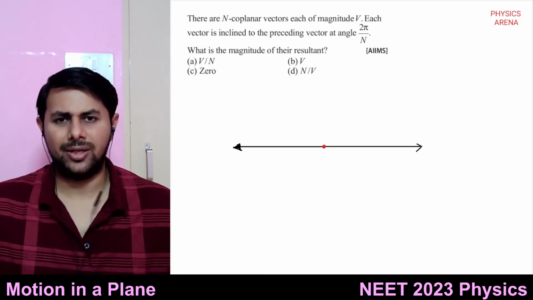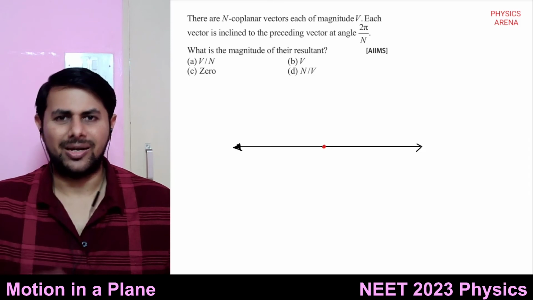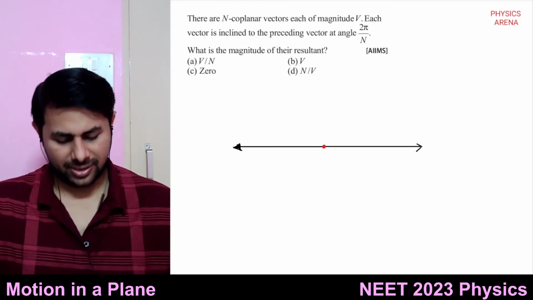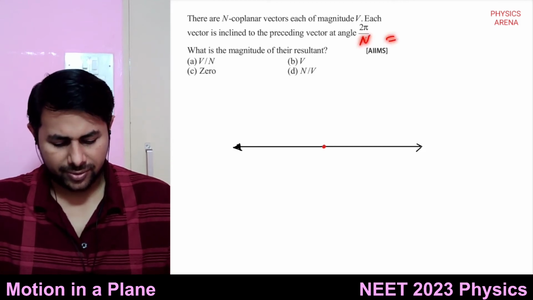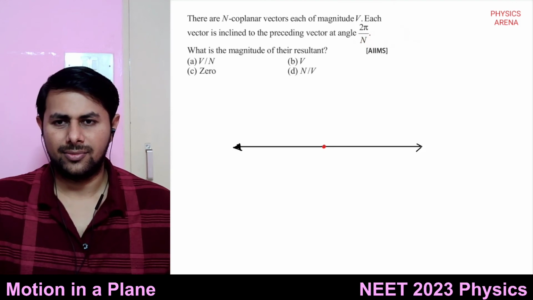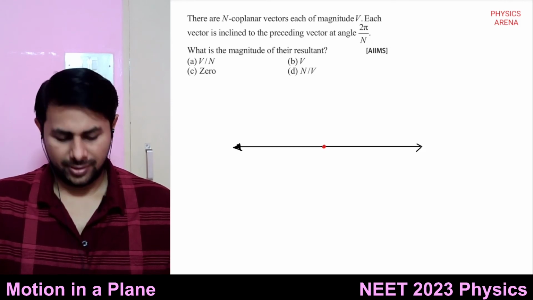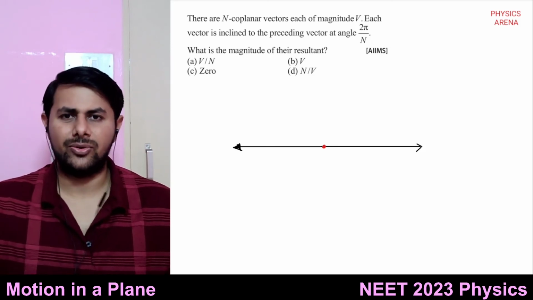So see, here they are saying you take n coplanar vectors. If we can't imagine, we can draw a picture. We should always start with the simplest possible thing. And what is the simplest possible case here? It is n equals to 2. Then you can take n equals to 3, 4, 5, anything.